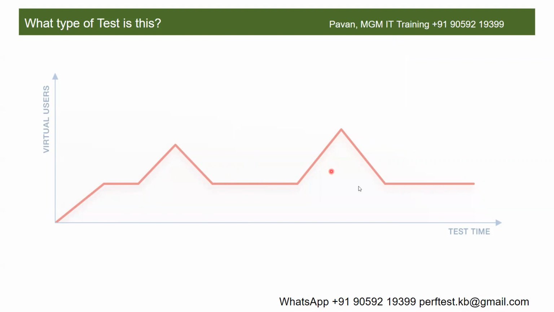Okay. So what does this graph best represent? Spike. This graph best represents a spike test, right? If you observe here, there are two spikes over here. If you assume that this is your normal user load, there are two spikes over here for a shorter duration, right? So this graph best represents a spike test, isn't it?